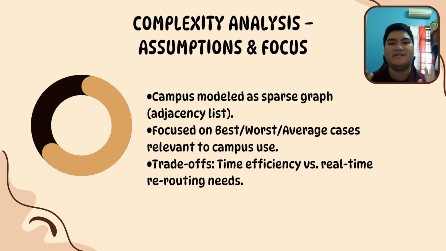So in summary, these decisions, such as modeling the campus as a sparse graph and evaluating the complexity case with a focus on real-time adaptability and considering the practical time-space trade-offs, provided a framework for comparing algorithms like Kruskal, Dijkstra, Branch and Bound, Bellman-Ford, and A*, ultimately leading to our recommendation of A* to be perfectly suitable for our case study.